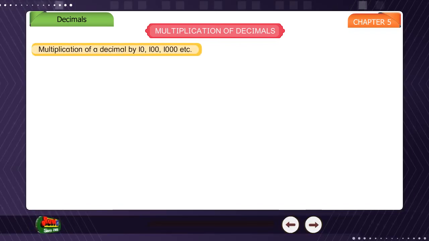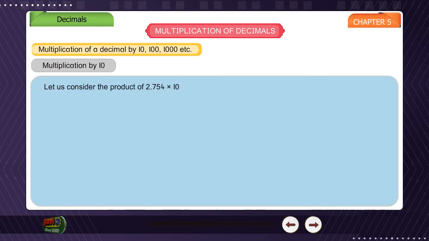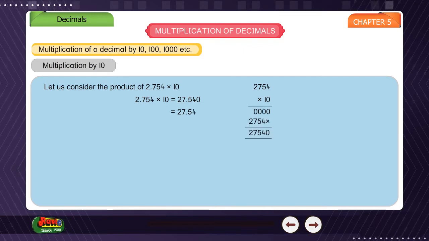Multiplication of a decimal by 10, 100, 1000, etc. Multiplication by 10. Let us consider the product of 2.754 into 10. 2.754 into 10 is equal to 27.540, which is 27.54.